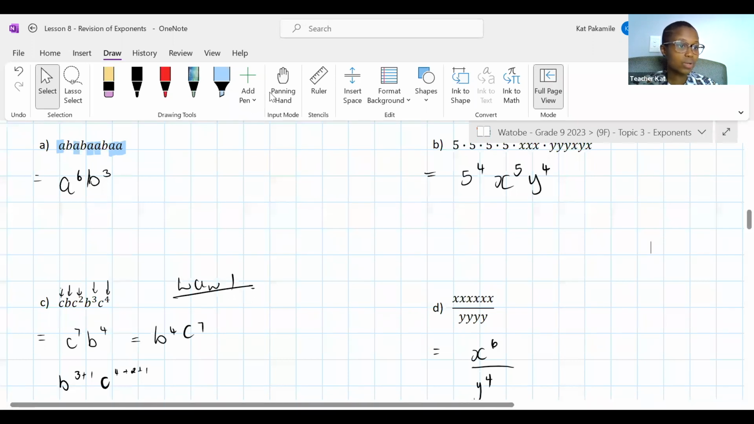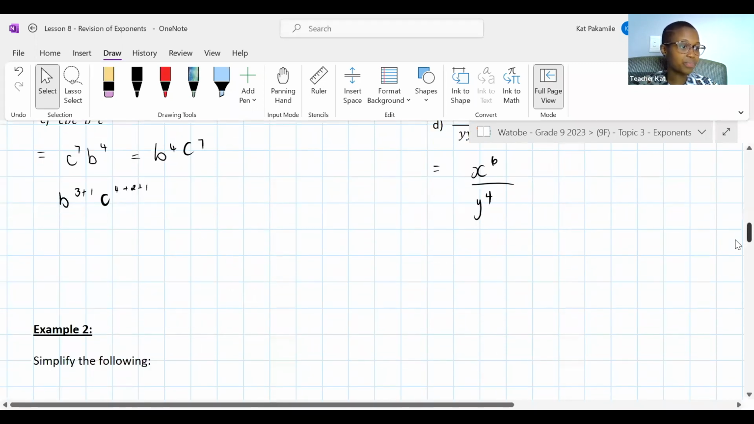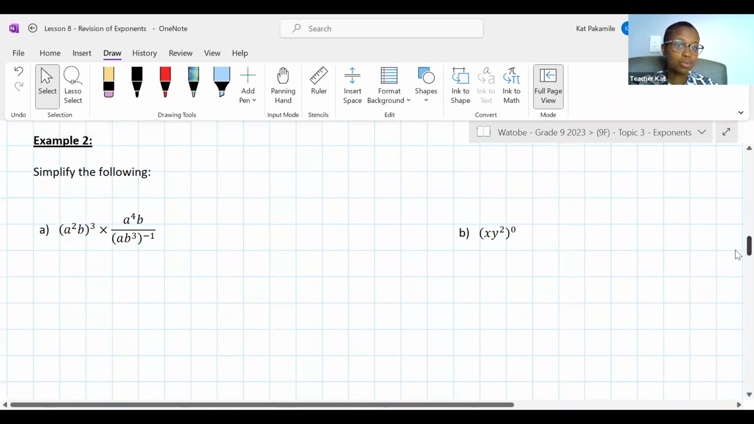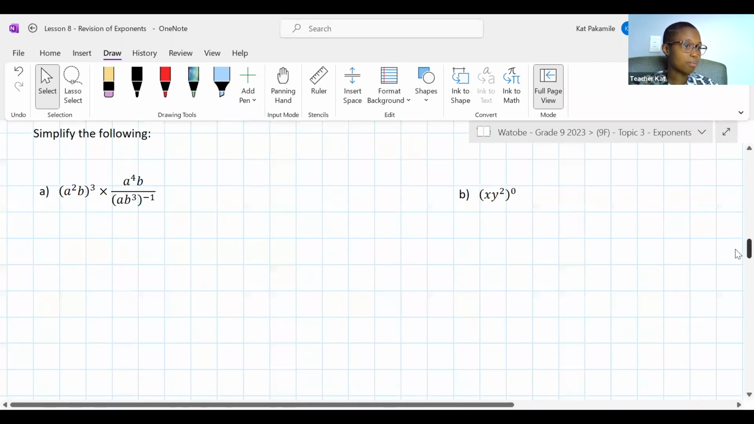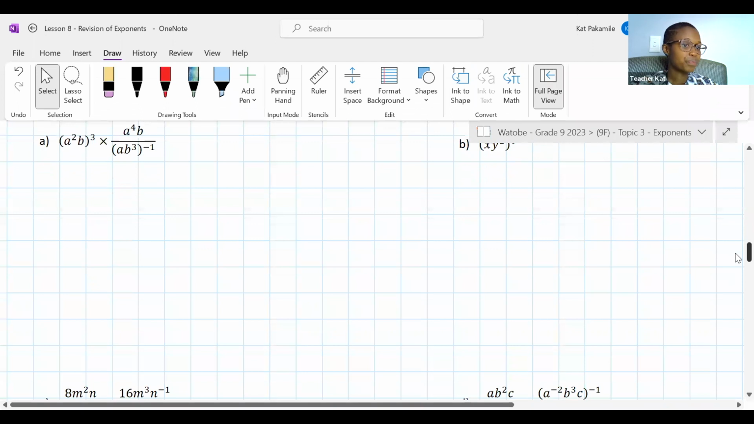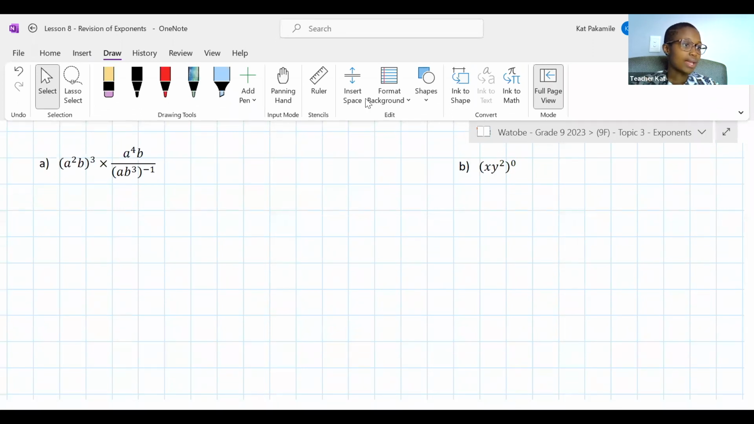Take your screenshot quickly. Okay, you have 5 seconds. 4, 3, 2, 1, and that's time. Okay, we are on example 2. Now I need volunteers to come help me with these ones. For now, let's work on A and B.